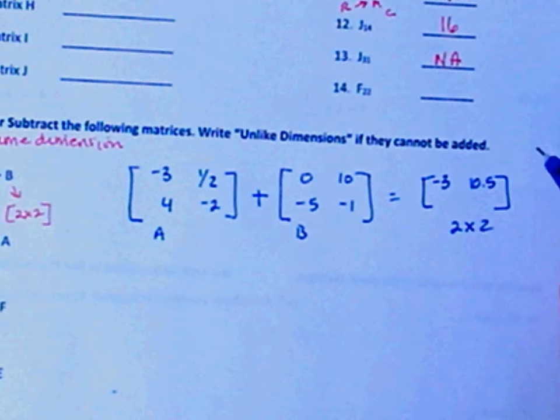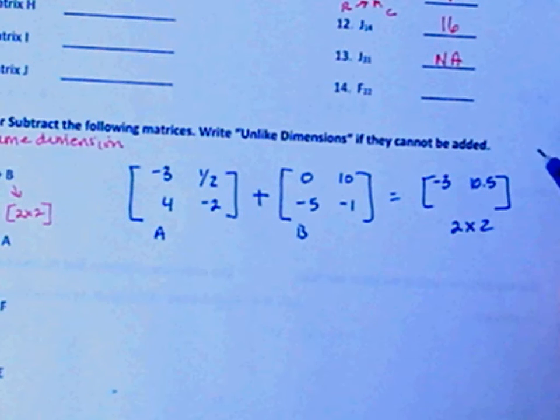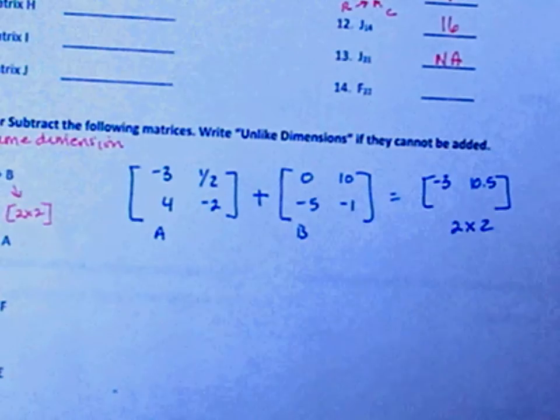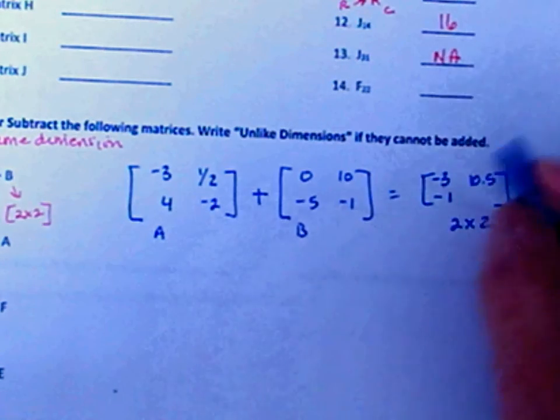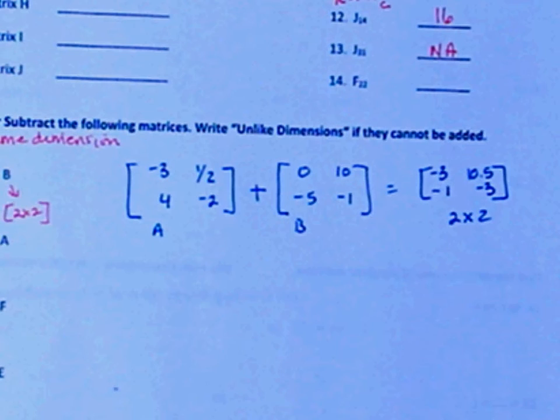Which is the same thing as, I just went blank, 21 over 2. I thought it was 21. 4 plus -5 is -1. -2 plus -1 is -3. So there you have your solution. As long as the dimension's the same, you can add or subtract. And that's all you have to do.